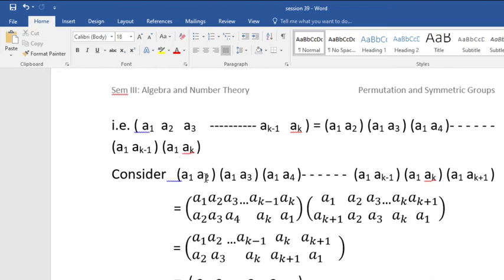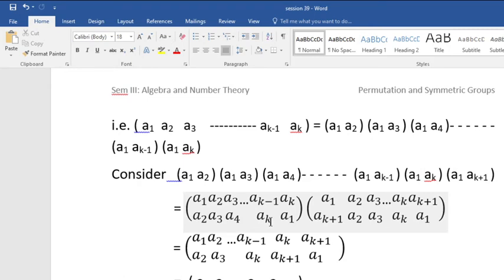So consider the product of all these, that is the right hand side. We have considered this one, and along with this one we have multiplied another cycle of length 2, that is (a1 a(k+1)). So here the theorem is true for all these, that means from a1 up to ak.